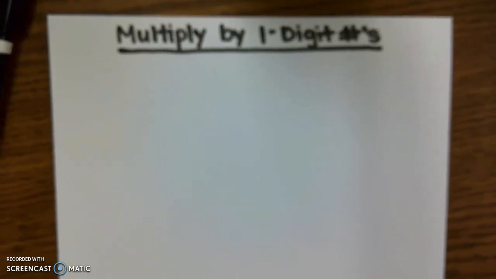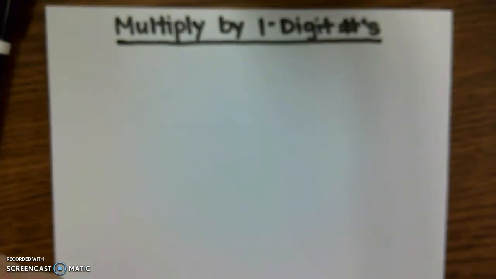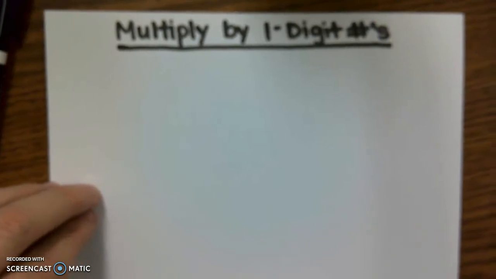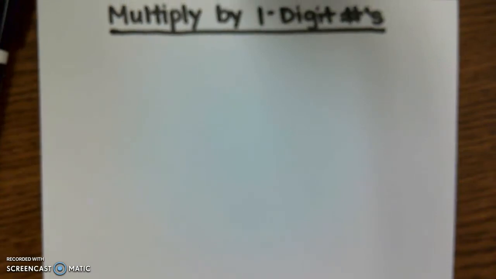All right. So in this little mini lesson, we are going to talk about, sorry, I'm trying to make it not blurry. We are going to talk about multiplying by one-digit numbers. Okay. So this can be 3 by 1 digit. It can be 2 by 1 digit. It can be really any of those, as long as you're only multiplying by one digit.